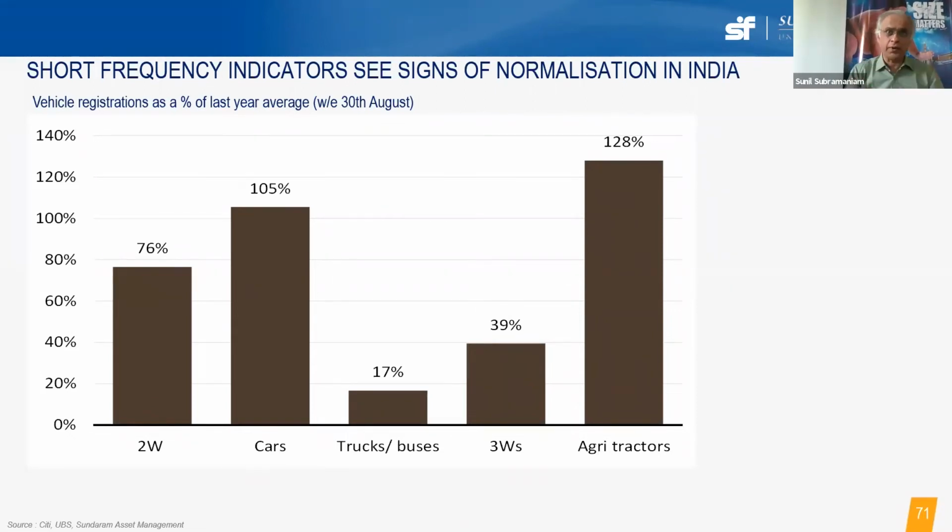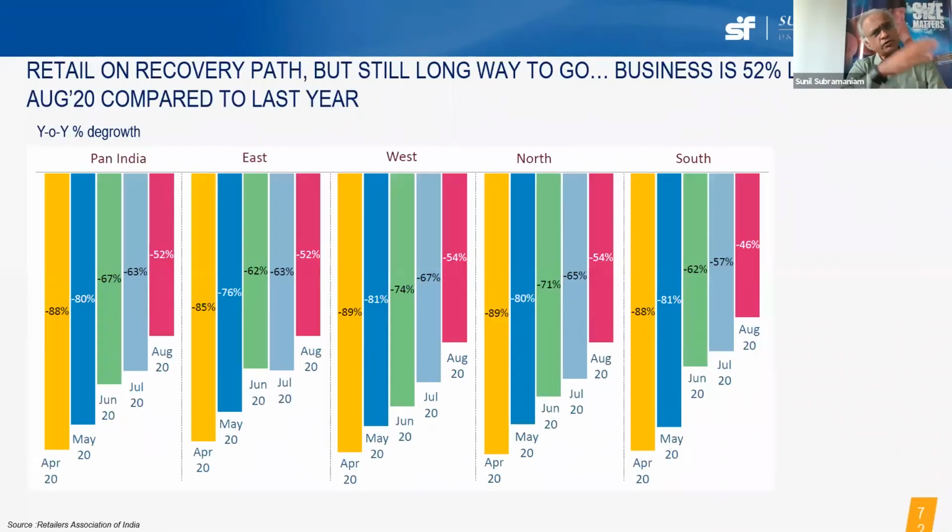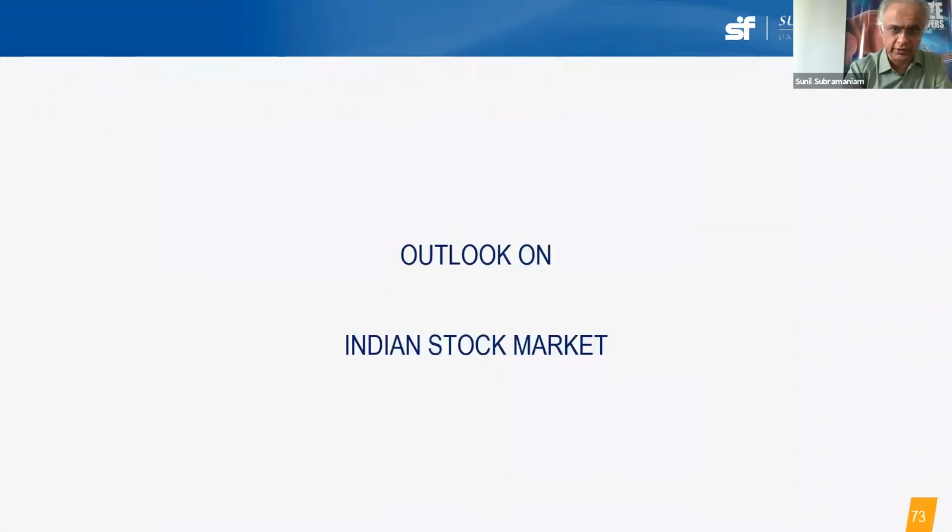So they are a core part of the economy, and for a real V-shaped recovery to play out, the demand for trucks and buses and three-wheelers also has to match with the recovery of the other segments. And then when you come to the retail selling part, pan-India, North, East, West, South, though there is a line of recovery, business is still 52% lower in August compared to last August. So that's the warning signal there.